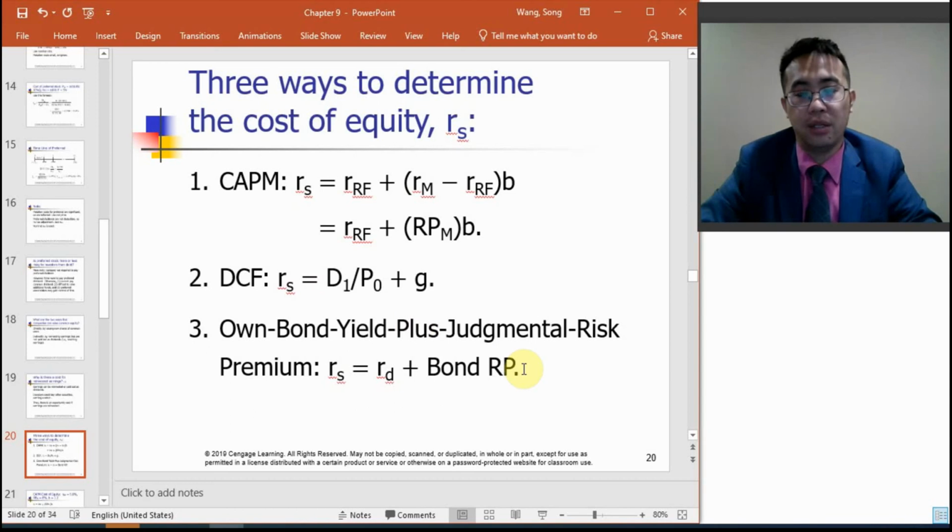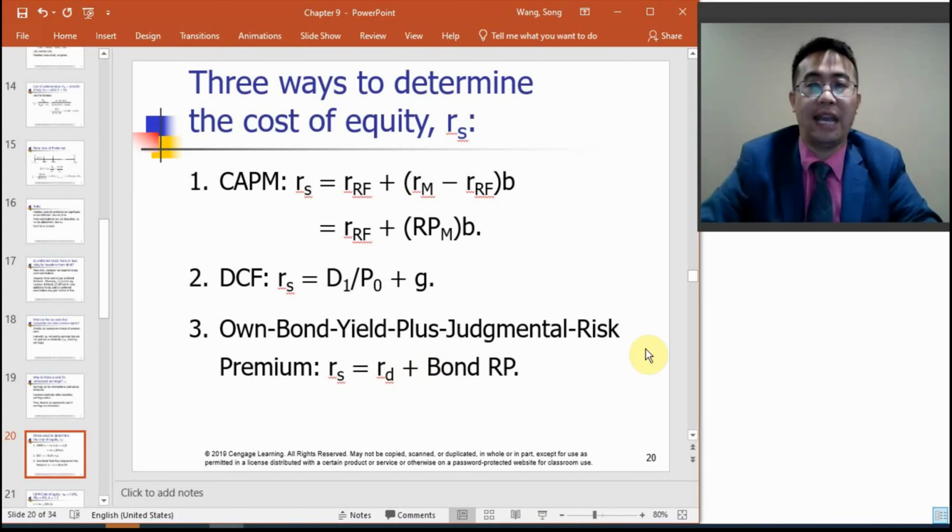And the third way is more arbitrary and is also the easiest if it's ever asked in your exam. It's called the own bond yield plus judgmental risk premium. So here is a premium. It's called a bond risk premium.